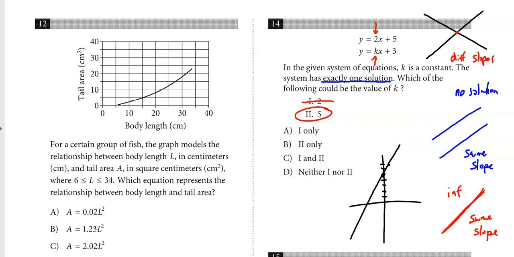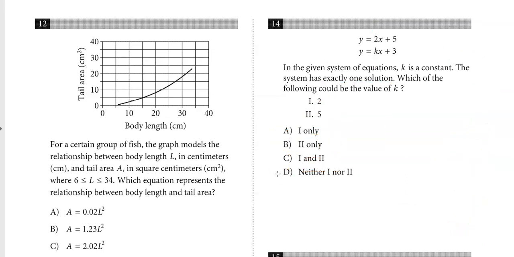If I put 5 in here, 5x plus 3 means I'm going to cross at 3, but now I'm going to go all the way up 5 over 1. I'm going to be really steep. And I'm going to have that one solution somewhere. I don't really care where it is, but I'll have one solution. So the correct answer here is 2 only. You can't have the ones. 5 does work, so it's not neither. So the correct answer there is B.